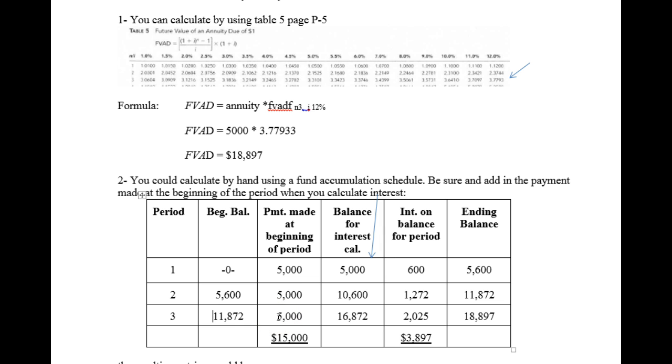That very day, you'd put in another 5,000 and let it sit for a year. So you would have 16,872 invested for the whole year. Times that by 12%, and you'll get interest of 2,025 on that balance, leaving you a balance of 18,897. It's exactly the same as the previous annuity we looked at, except the difference is you're making the payments at the beginning of the year instead of the end.